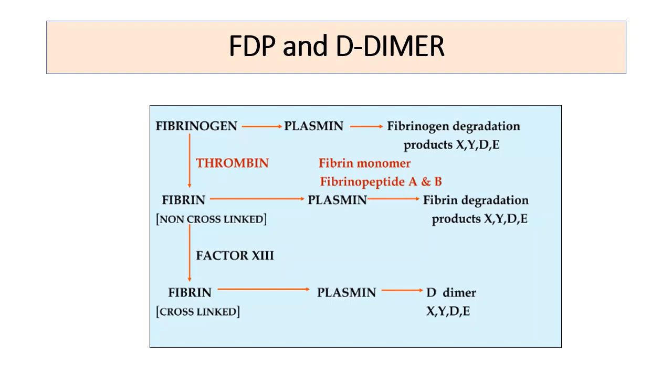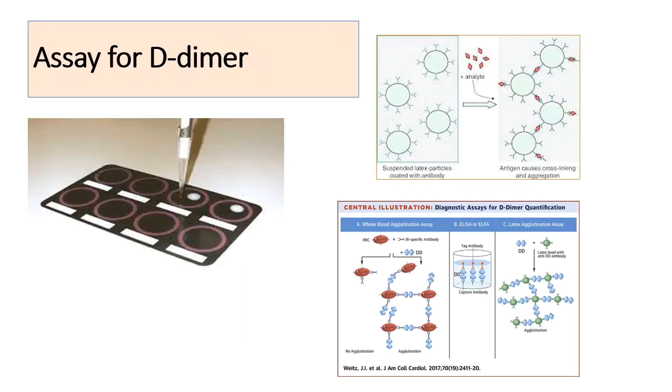A little bit as to what is the difference between FDP and D-dimer. When fibrinogen is converted to fibrin, this non-cross-linked fibrin, if broken down by plasmin, forms the fibrin degradation products, that is your FDP. Whereas after the activity of factor 13, the cross-linked fibrin that is formed, when plasmin acts on that, the products that are formed are called D-dimer. There are several assays done for D-dimer, of which the latex agglutination assay is one of the common ones, where latex beads with anti-D-dimer antibodies are added to the blood, and if there is presence of D-dimer, then it forms agglutination.